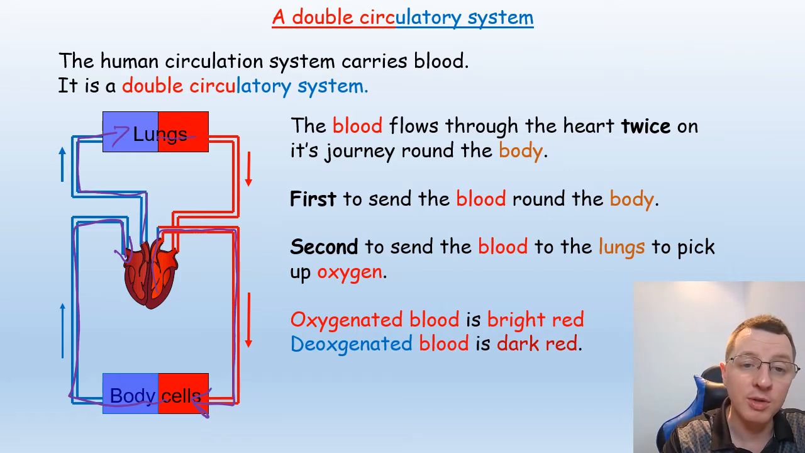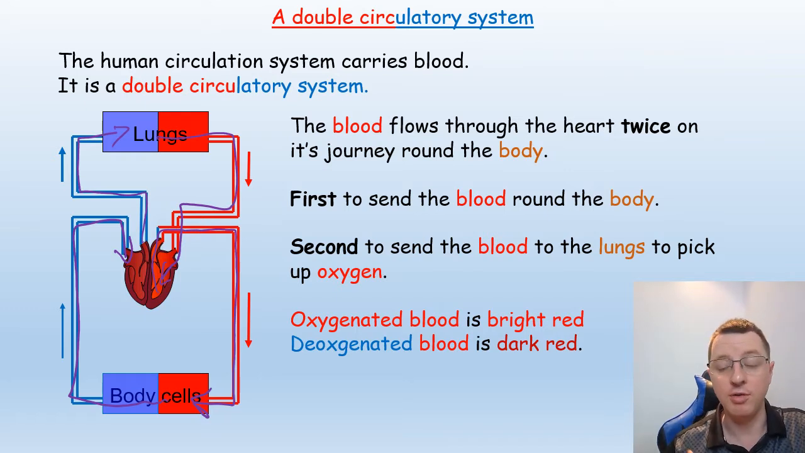So the blood will leave the lungs and it will flow back into the heart, into the left hand side of the heart, where the blood is squeezed again by the heart, which increases the blood pressure so that the blood can be sent around the body again. So the blood flows twice through the heart as the blood flows just once around the body.